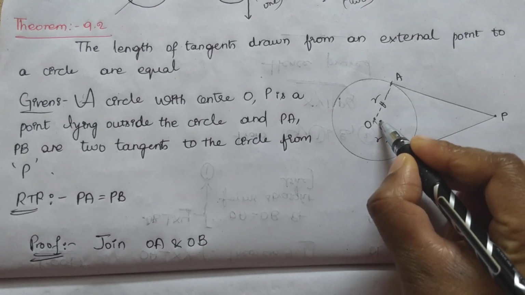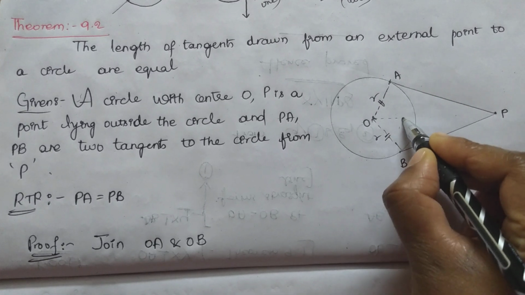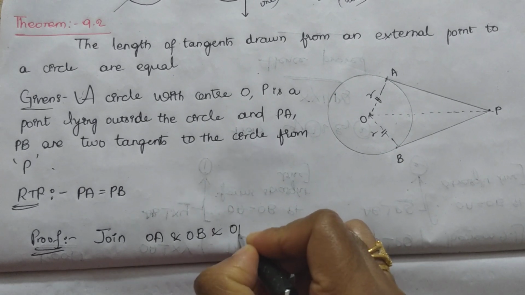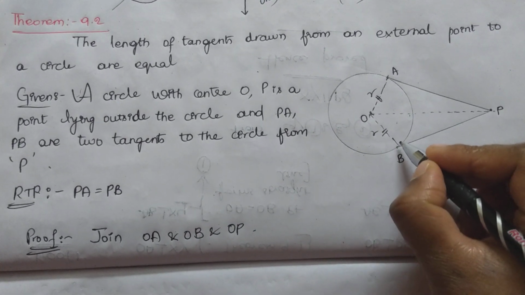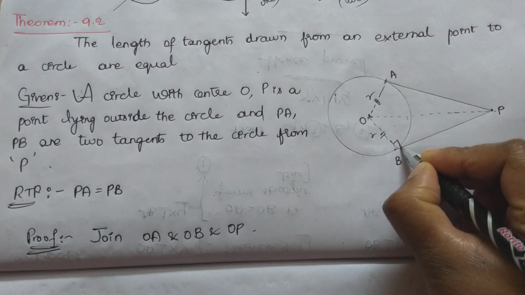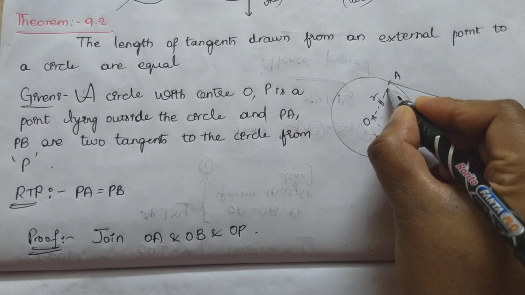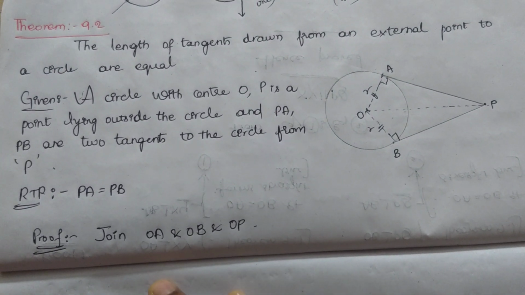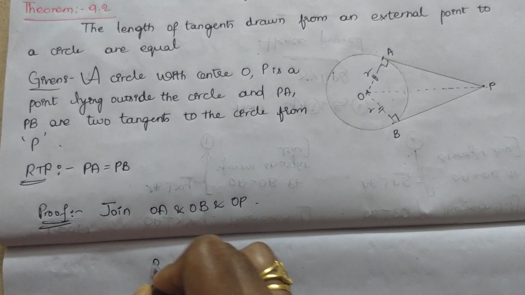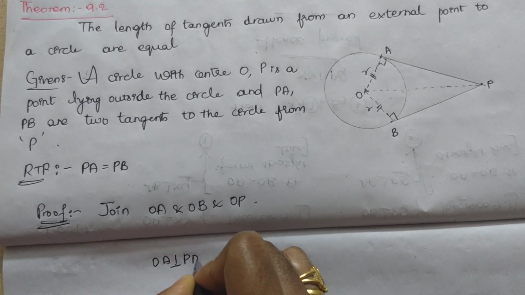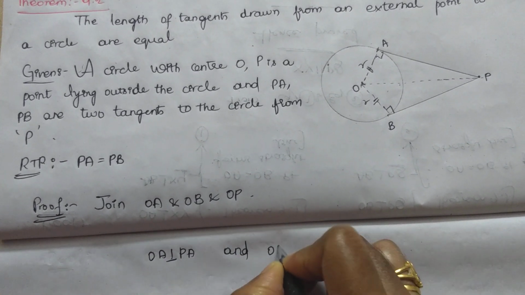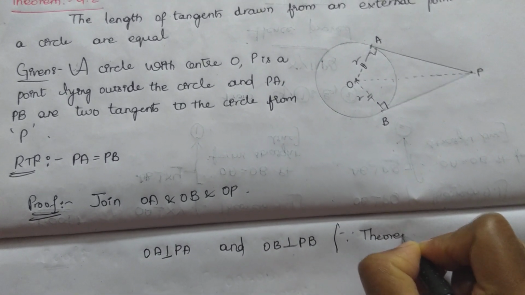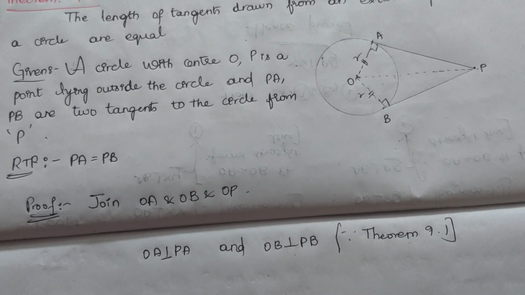In the next step, I will join this OP also. OA, OB and OP. We know that the radius is perpendicular to the tangent. So here OA is perpendicular to PA and OB is perpendicular to BP. Write the same thing: OA is perpendicular to PA and OB is perpendicular to PB. Write in brackets, since theorem 9.1, radius is perpendicular to the tangent.